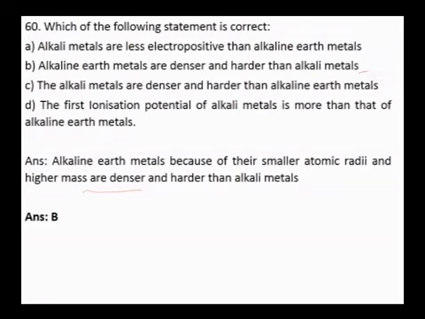The correct answer for this question, as I said, is option B, but when you look at option C and D, option C says alkali metals are denser and harder than alkaline earth metals, which is an incorrect statement, and option D says the first ionization potential of alkali metals is more than that of alkaline earth metals. This is again incorrect, because the alkali metals will have less ionization potential because of ns1 configuration. Therefore, options A, C, D are incorrect statements, and it is only option B which is a correct statement, and hence the correct option for question number 60 is option B.